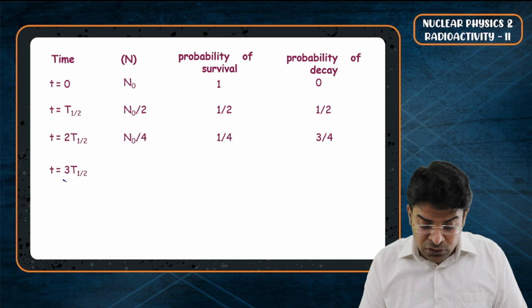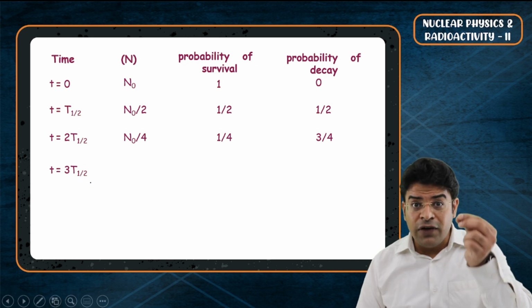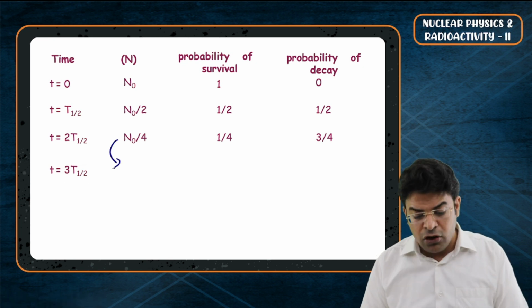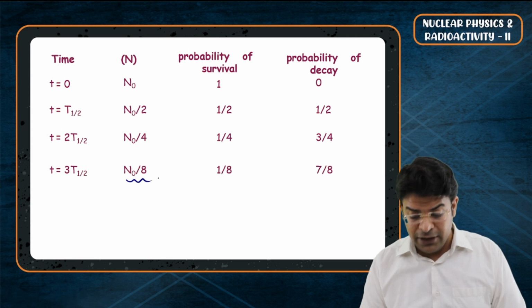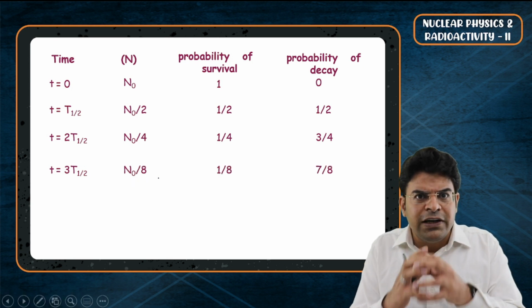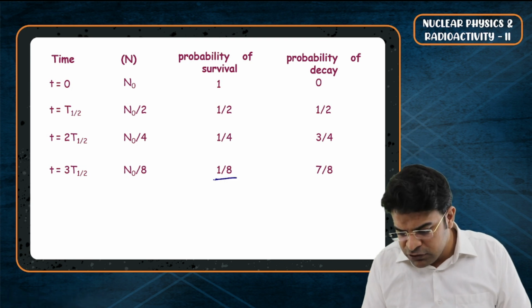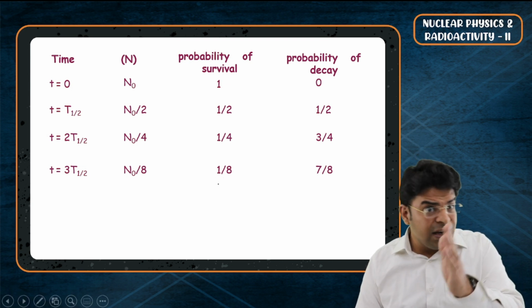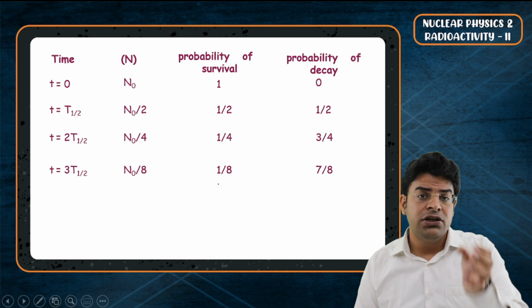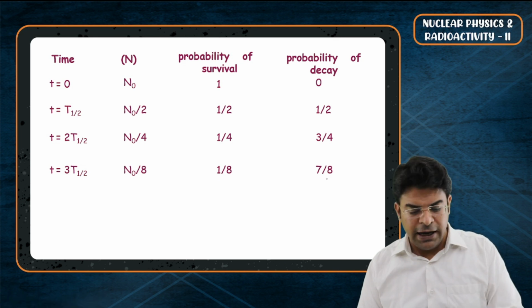At time equals 3t half, the number of active nuclei will be half of n0 by 4, that will be n0 by 8. Only 1/8 of the initial has survived, so the probability of survival is 1 by 8. And 7/8 of the initial has decayed, so the probability of decay has to be 7 by 8.